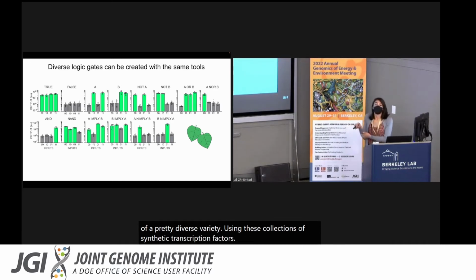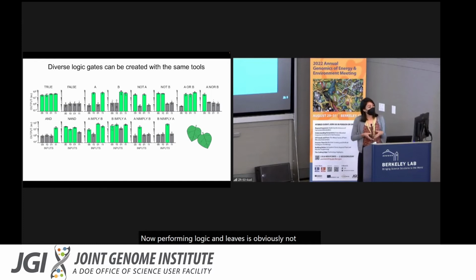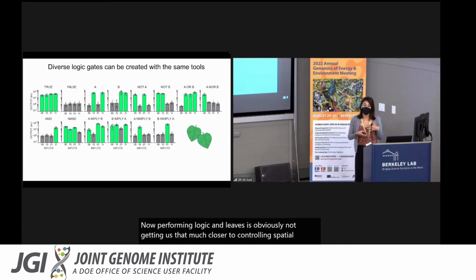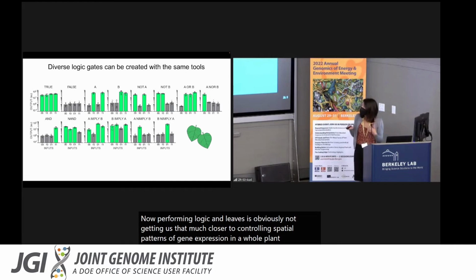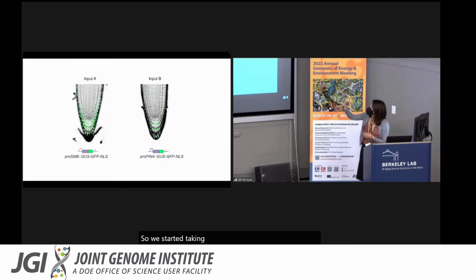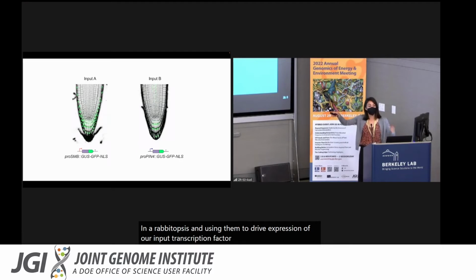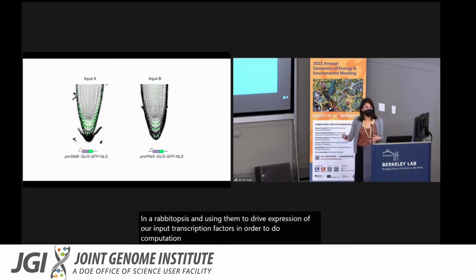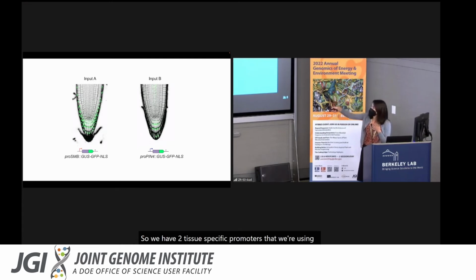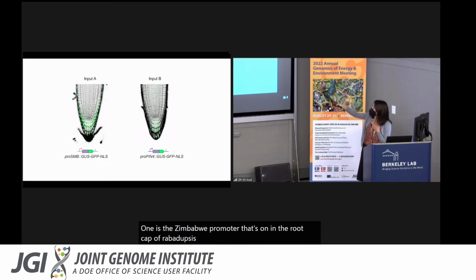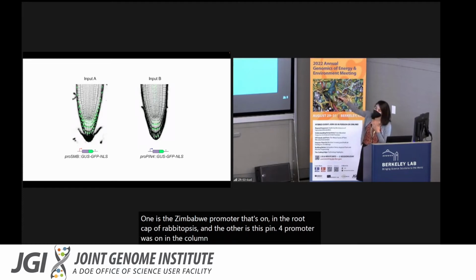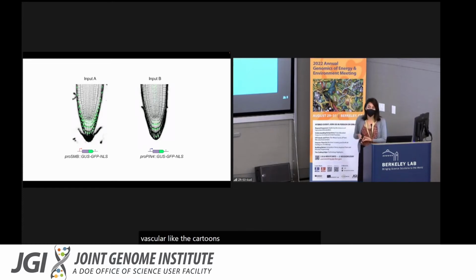Now, performing logic in leaves is obviously not getting us that much closer to controlling spatial patterns of gene expression in a whole plant. So we started taking tissue-specific promoters in Arabidopsis and using them to drive expression of our input transcription factors in order to do computation in Arabidopsis roots. We have 2 tissue-specific promoters that we're using as the inputs to these circuits. One is the sombrero promoter that's on in the root cap of Arabidopsis, and the other is this pin-4 promoter, which is on in the columella cells and in the central vasculature, like the cartoons I showed you earlier.